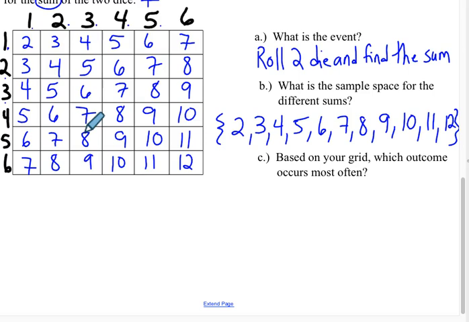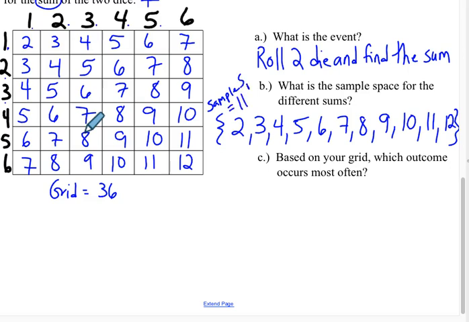Kind of interesting here, if you look at it, our grid actually contains 36 different numbers in it with some repeats. When you look at our sample space, those 36 numbers have crunched down to an actual total of 11 different outcomes.